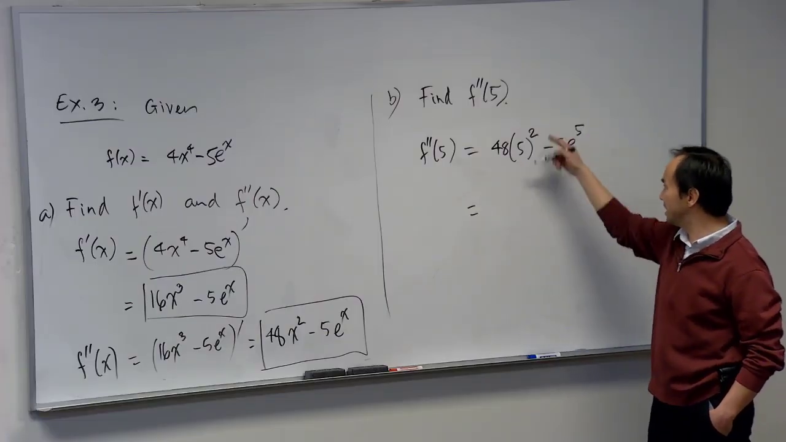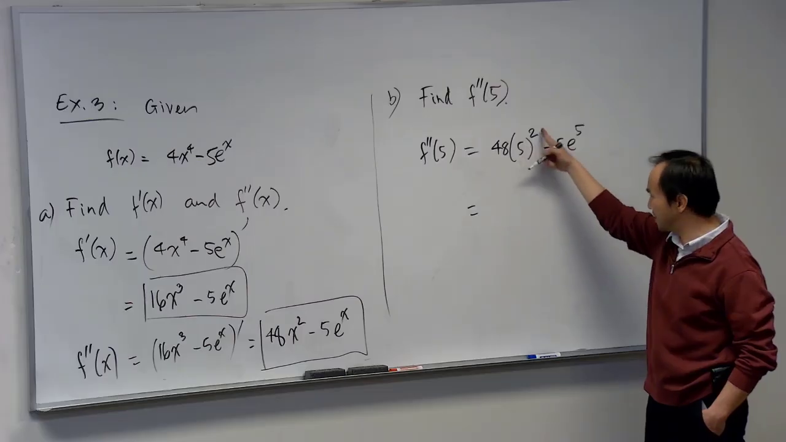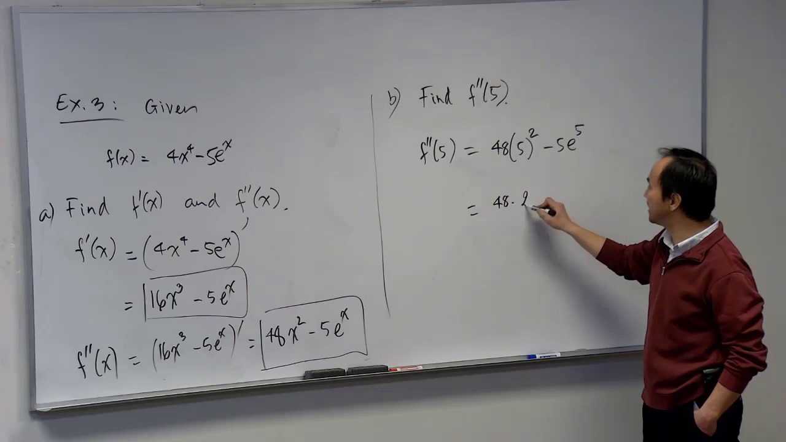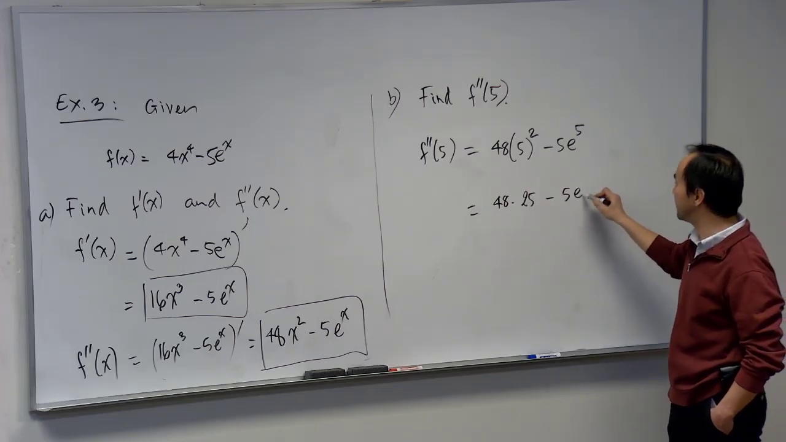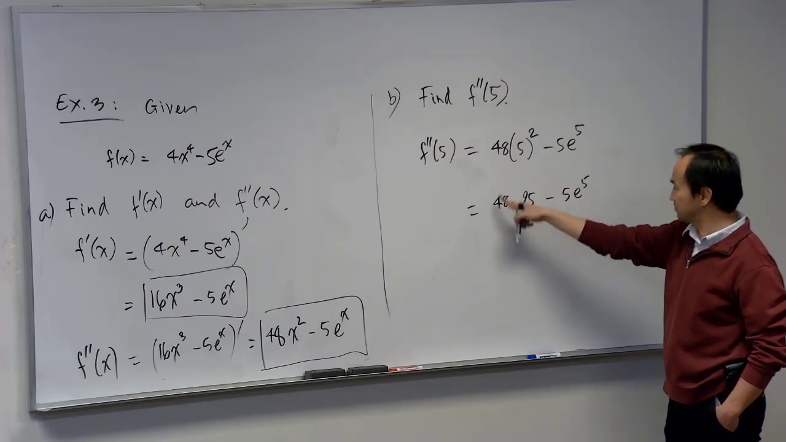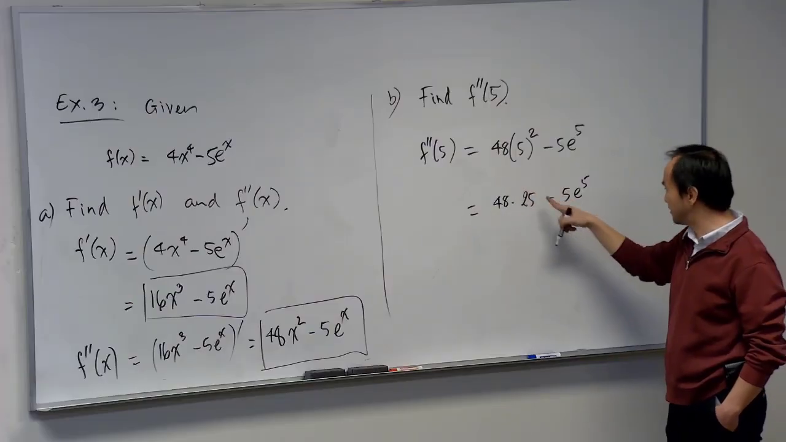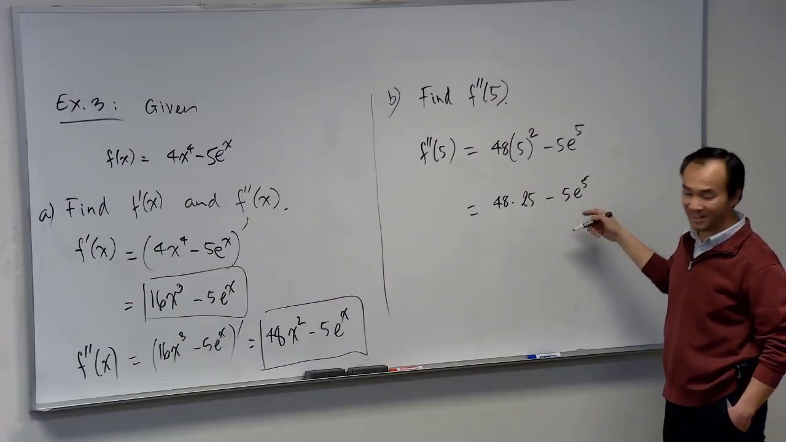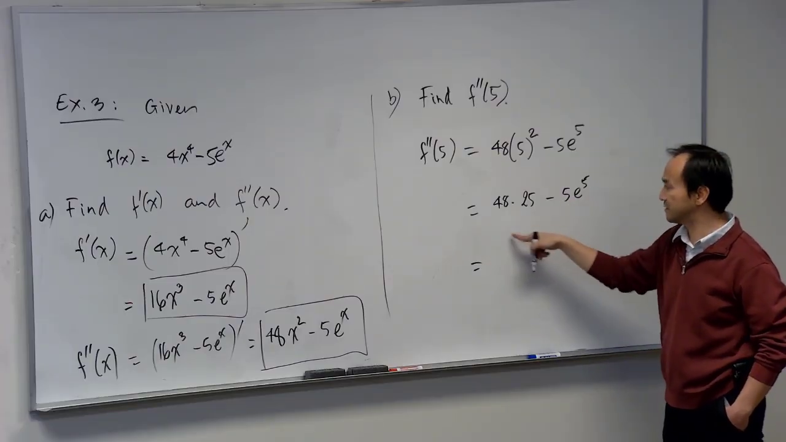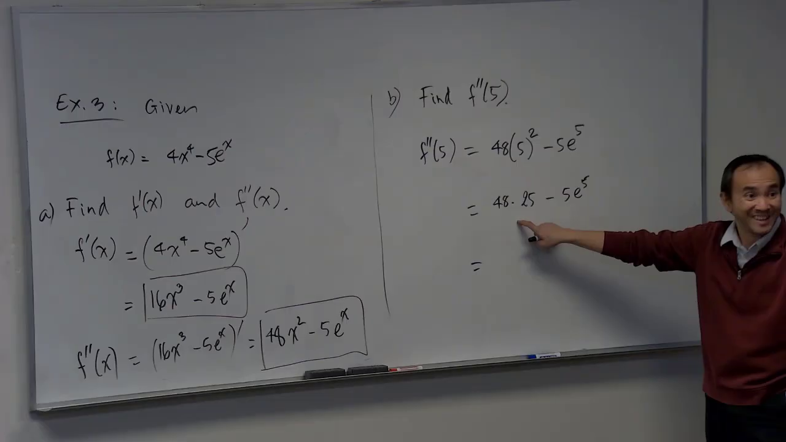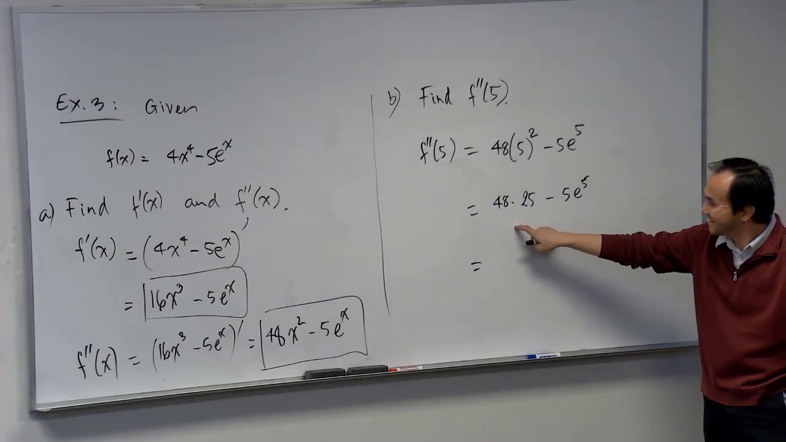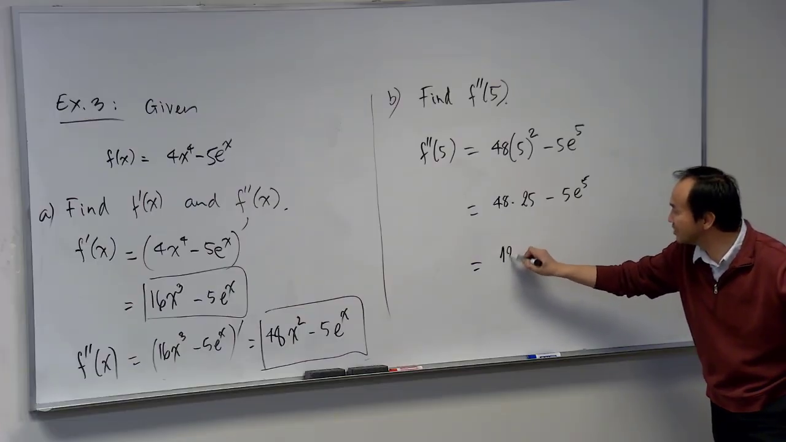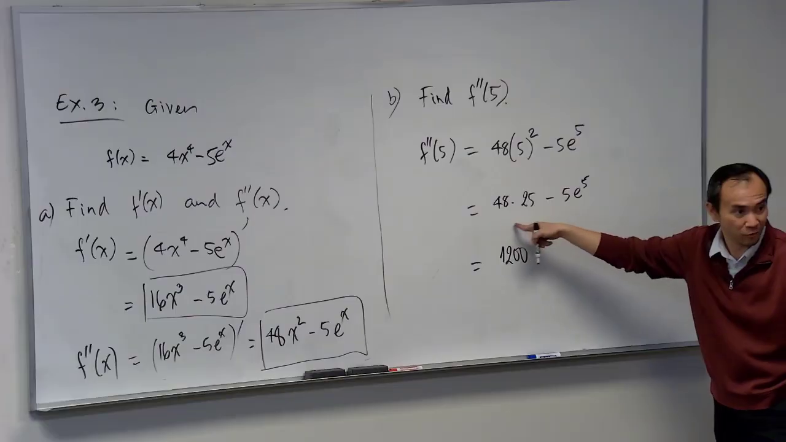48 here, and 5 squared is 25. So we've got 48 times 25, and then we subtract 5 times e to the 5th. I just need you to multiply this big number right here, and here we can just leave that in exact expression like that. See what I mean? So go ahead and help me out with that, 48 times 25 again. I got 1,200. Okay, so you got 1,200.